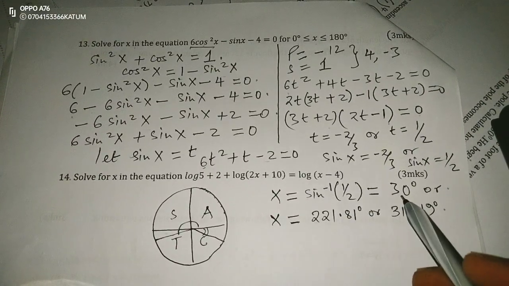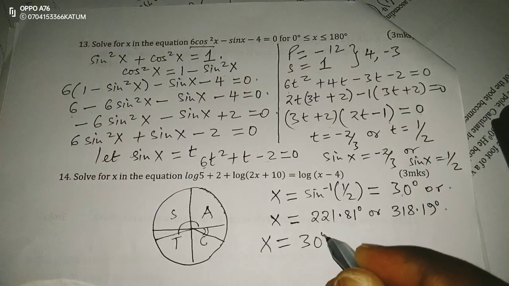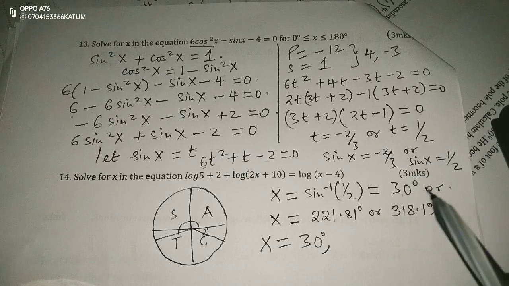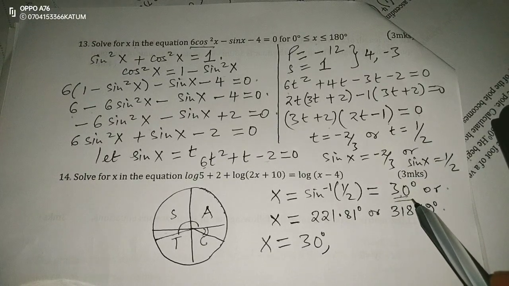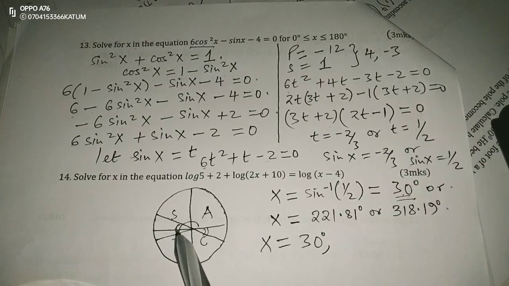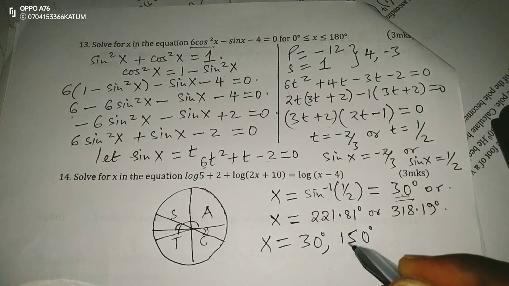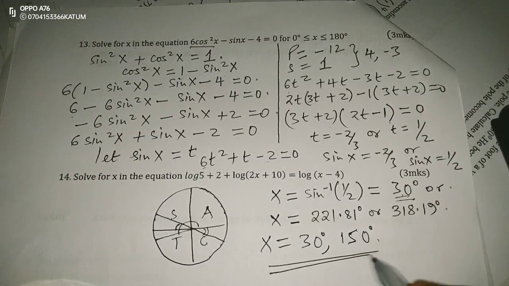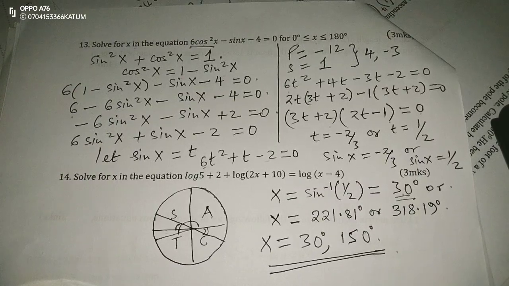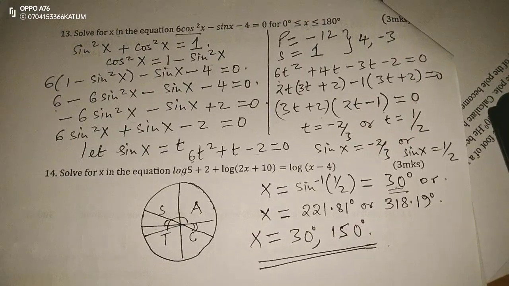Now that we are given a range for the values of x, it means we will only work with x equal to 30, or elsewhere where this angle will have the same sign, which is in the second quadrant. So 30 degrees measured in the second quadrant is going to be 150 degrees. So the two angles which satisfy the above equation are 30 degrees and 150 degrees.